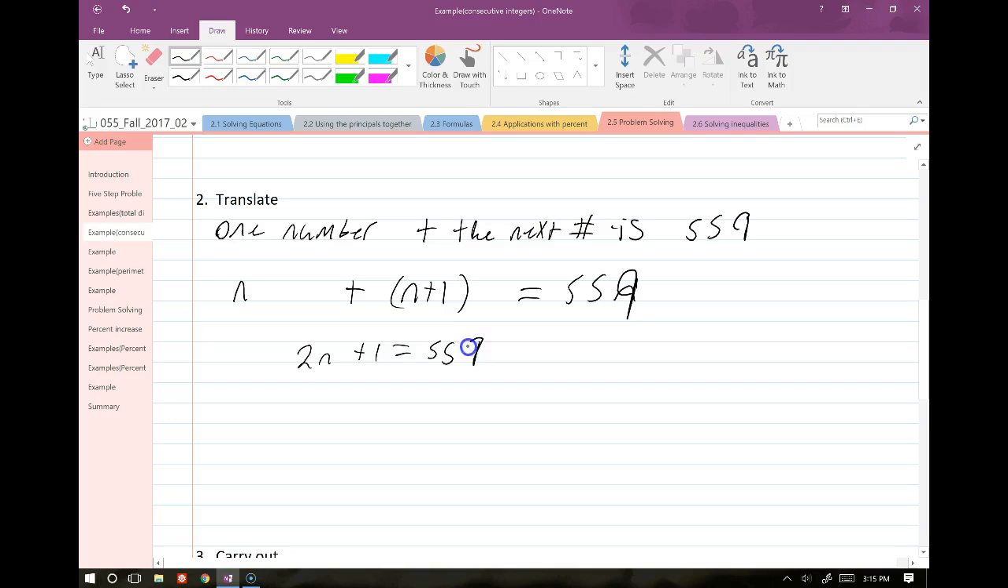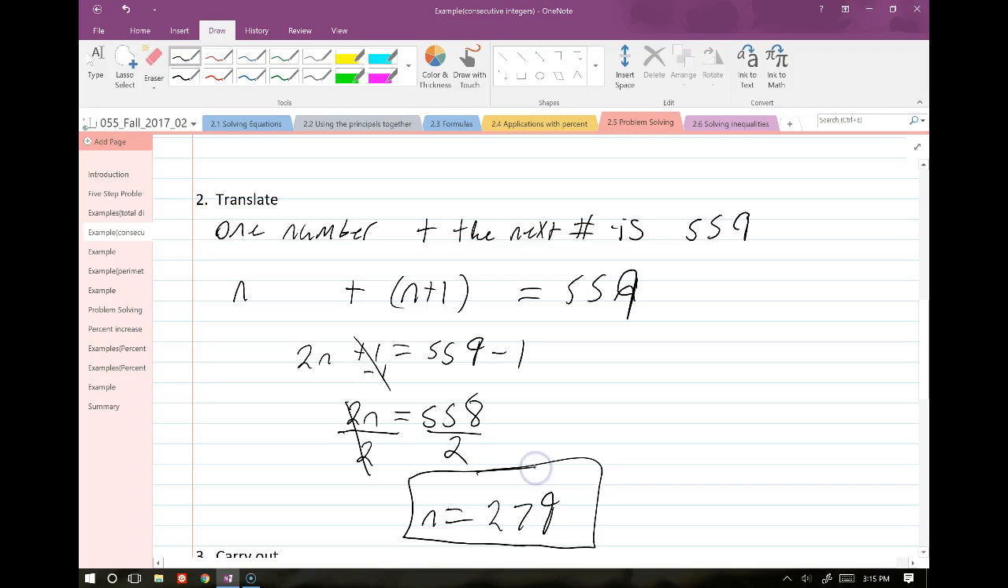If we subtract 1 from both sides, then we get 2n equals 558. And then if we divide both sides by 2, we get n equals 279. So 279 is what n equals, right? And so n plus 1 is equal to 280. Real quick, let's go ahead and check our work. 280 plus 279, that in fact equals 559, so we've got our two numbers.